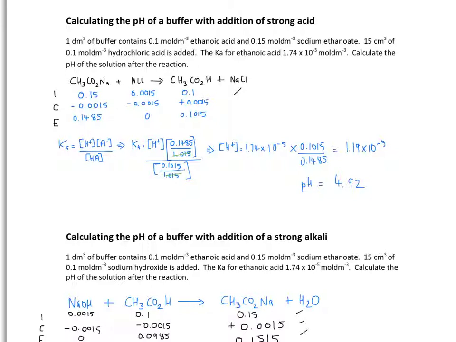We then rearrange the equation, so H plus is the subject, so H plus is Ka times by HA divided by A minus, and so that gives us 1.19 times 10 to the minus 5. pH equals negative log of H plus, so it's 4.92.